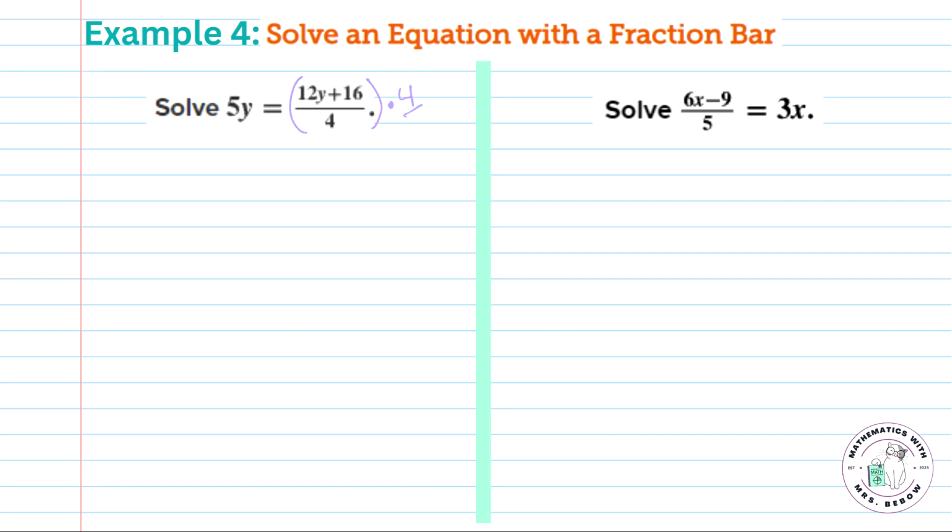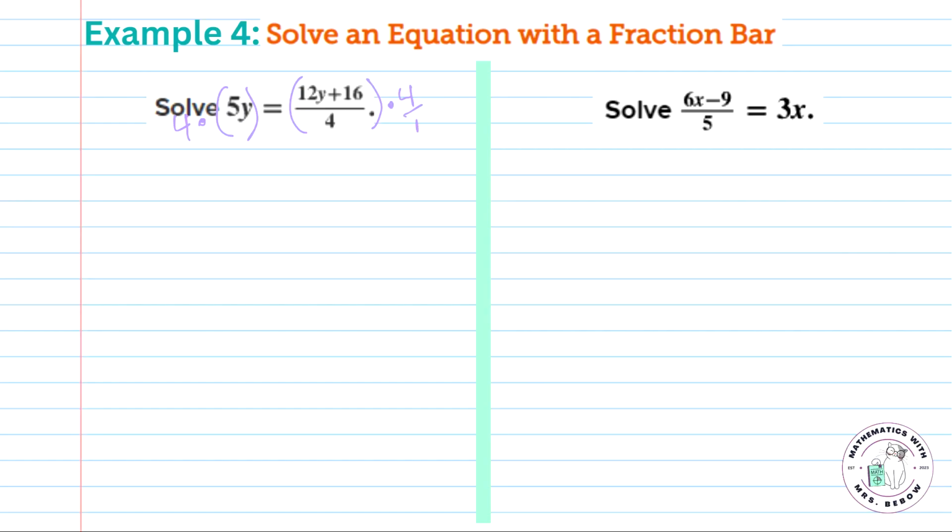Technically, we're multiplying by 4 over 1, right? So that this would cross cancel, and then you're left with just the 12y plus 16 over 1, which is just the 12y plus 16. You don't have to necessarily write that you're multiplying by 4 over 1, but that is technically the math behind it. And so that cancels out, and we're going to make sure we do the same thing on the other side of my equation. So both sides we're multiplying by 4.